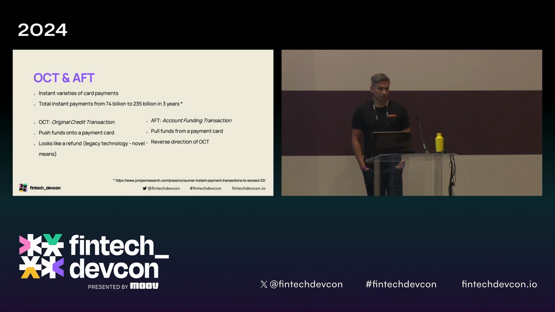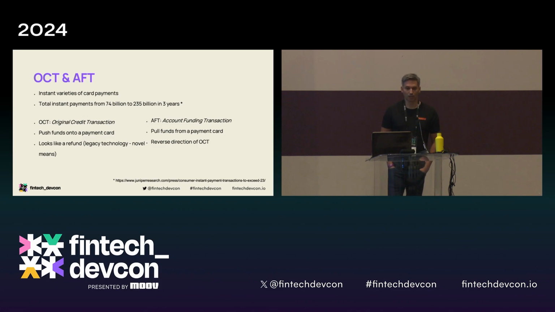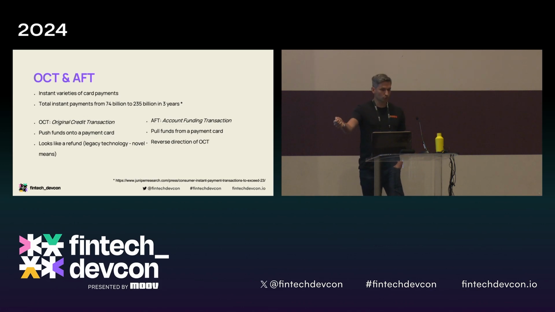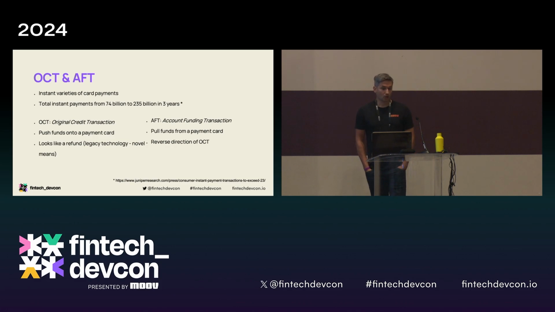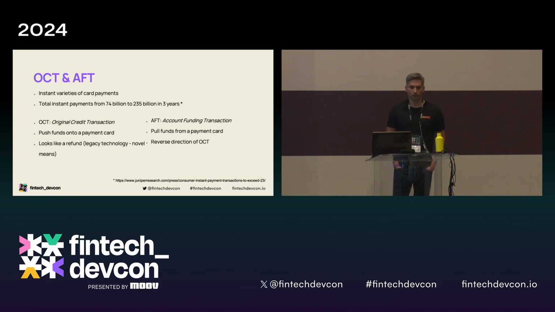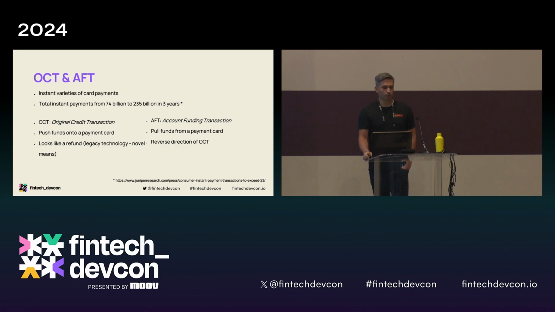And so OCT stands for Original Credit Transaction. This is when funds get pushed onto a payment card. And for all intents and purposes, when you look at it behind the curtain, it just looks like a refund. So this is when the card brands are actually reusing legacy technology for novel means. And the term original in the name refers to the fact that even though it looks like a refund, there is nothing really refunded here. So this is the original movement of money that takes place here.